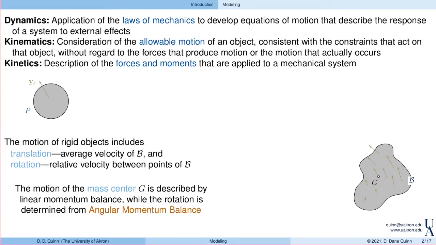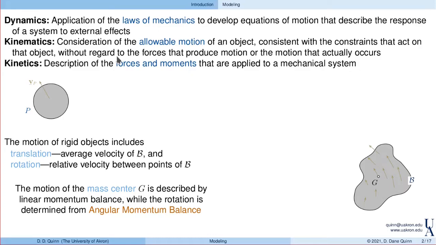Really what we're talking about is dynamics, right? So it's the application of the laws of mechanics. And ultimately, what we want to do is develop equations of motion to describe the response of a system. Now, when we talk about dynamics, we break that up into two different parts. One part is kinematics, right? So kinematics is sort of what could happen. It's a description of the allowable motion of an object. So it takes into account the constraints that act on that object, but what it doesn't take into account is what causes that motion.